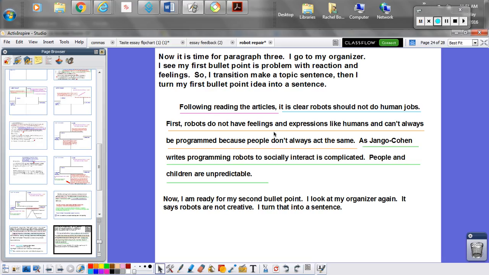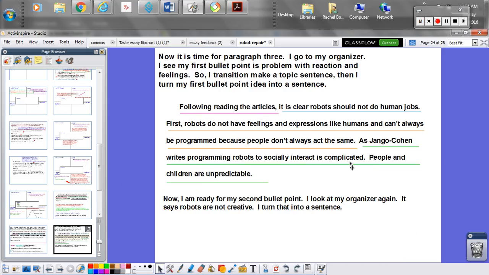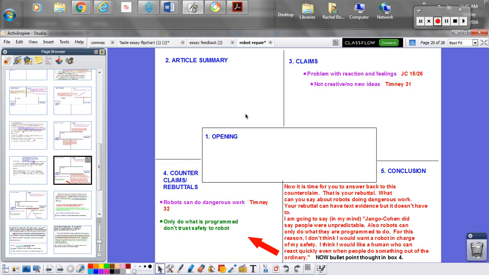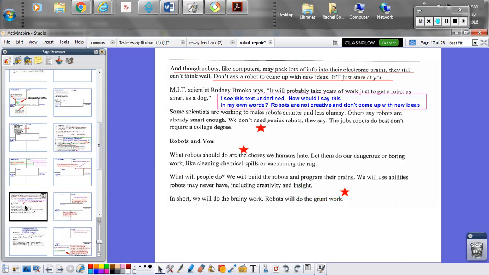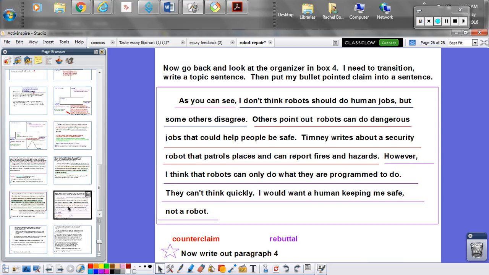First, robots do not have feelings and expressions like humans and can't always be programmed because people don't always act the same. I turned this bullet point, problem with reactions and feelings, into that sentence. Now, the next thing that I need to remember to do if I look at my organizer is there's this little thing here that reminds me I need text evidence. So I need to write the author's name, and I can use the author's last name now, and say Django Cohen states, or Django Cohen mentions, or Django Cohen points out. And I have 2 choices. I can go back into my text, and I can put it in quotes, or I can read it and I can paraphrase. And if I paraphrase, it just means that I take the information here and I put it into my own words. And if I do that, then I do not have quotation marks. So that's what's done here.